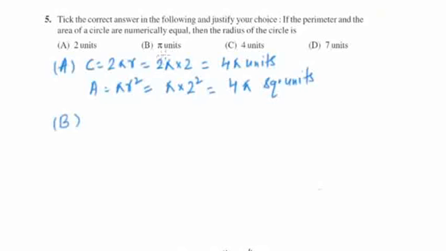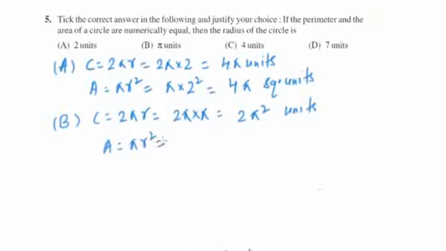Now let's take the radius as pi units. So the circumference is 2 pi r. It will be 2 multiplied by pi, which is same as 2 pi square units. And let's find the area, that is basically pi r square. So it will be pi multiplied by pi square, which is same as pi cube square units. So as we can see that numerically they are different, 2 pi square and pi cube.